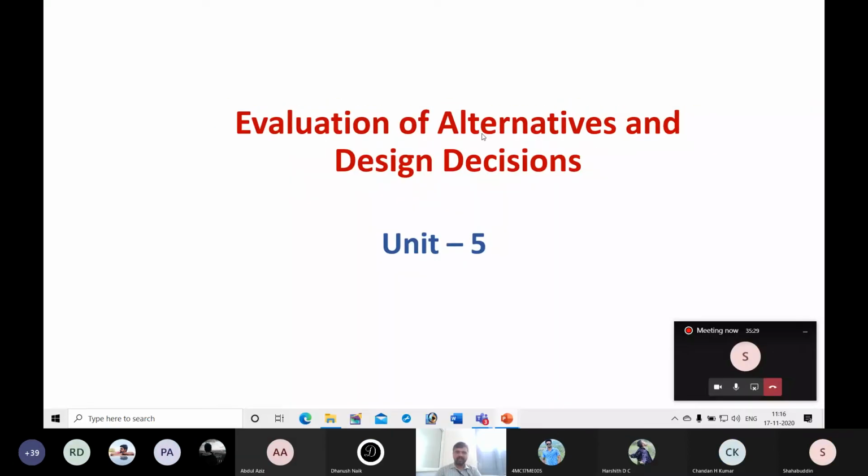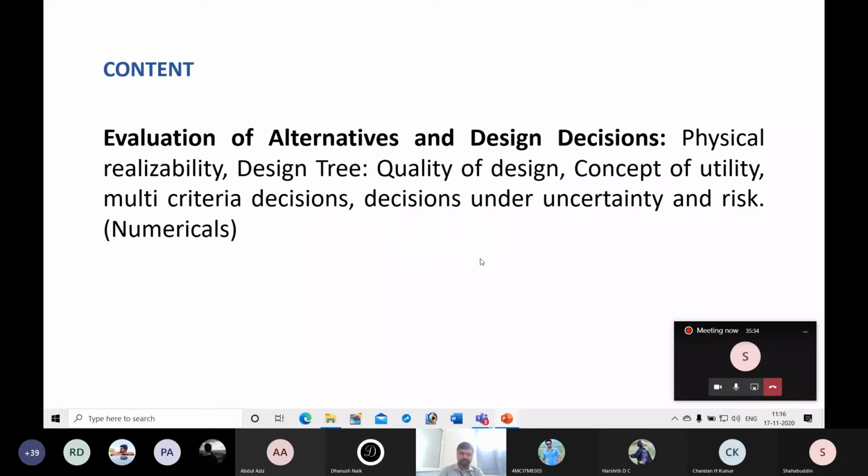About evaluation of alternatives and design decisions. This is the content of Unit 5, evaluation of alternatives and design decisions. We are going to evaluate various concepts based on physical realizability. Then we are going to discuss the design tree: quality of design, concept of utility, criteria decisions, decisions under uncertainty and risk. And there are problems in Unit 5, that is, numericals related to all these concepts.